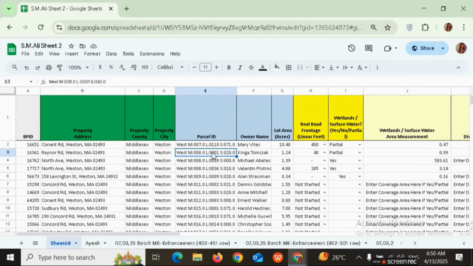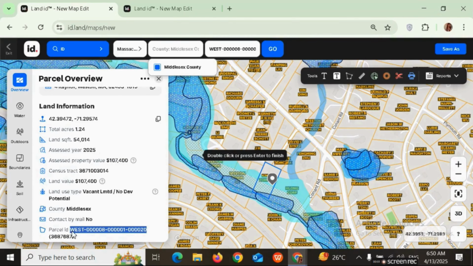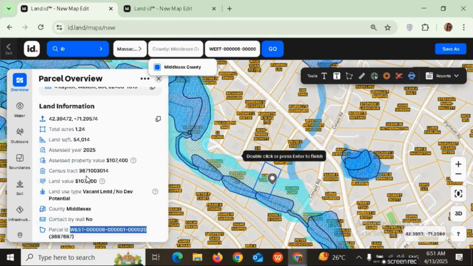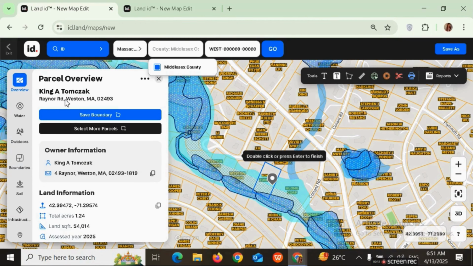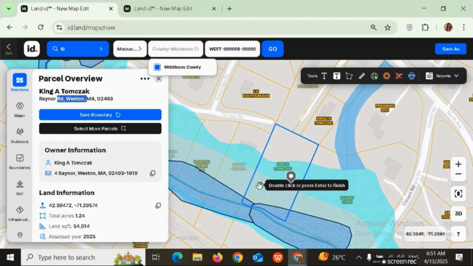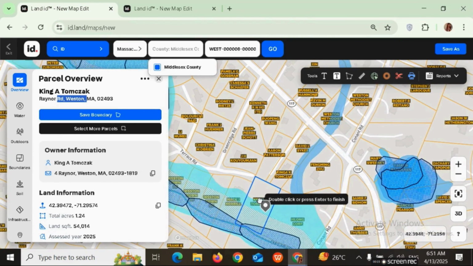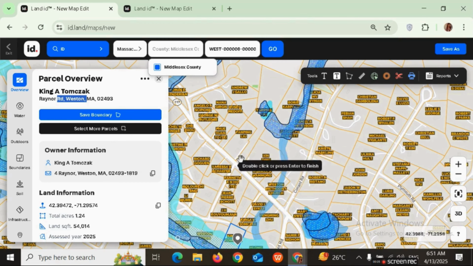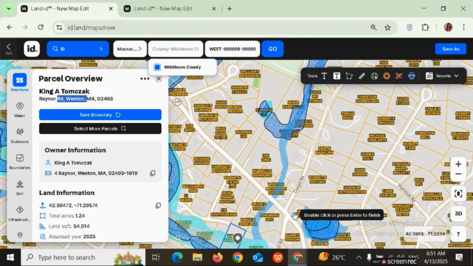I found the property with the same parcel ID 8120. Yes, it is exactly the same, and the owner name and the address are also the same. So the property I found here, and the frontage, it is not a frontage. Yes, it is a frontage, because it is attached with the real frontage.